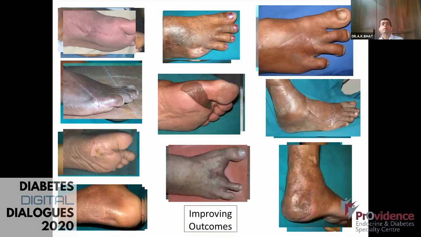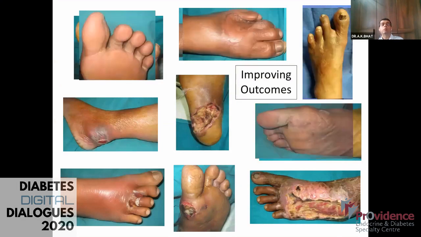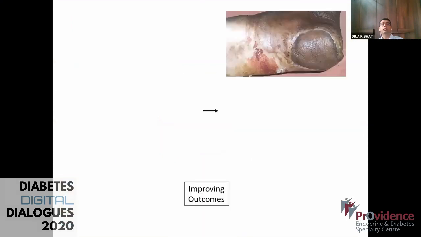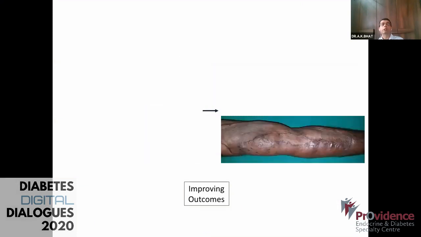One more slide will show you the problem and then the healed result. This is the last slide, if I'm allowed to continue. This last slide is again necrotizing fasciitis.